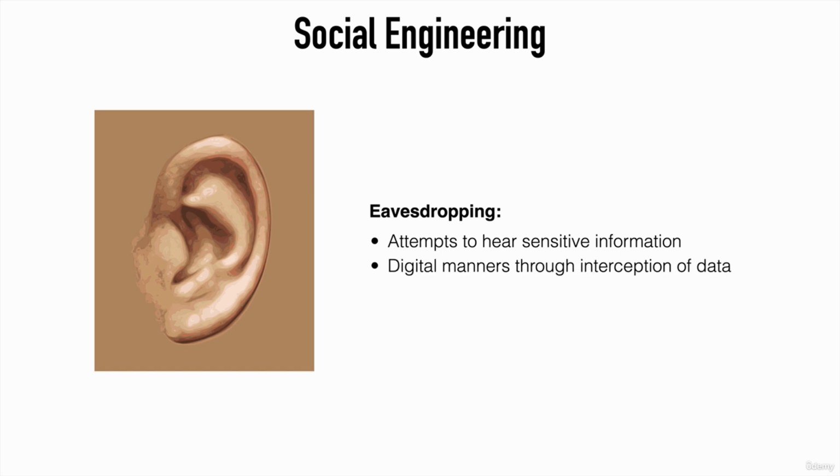Some social engineering tactics are much less complex than using software and tools, and that includes things like eavesdropping. This can be in the form of actually eavesdropping on a conversation in an attempt to hear sensitive information, or maybe doing that in a digital manner through intercepting communications in some way. That could be oral communications, or that could be digital or written communications as well.